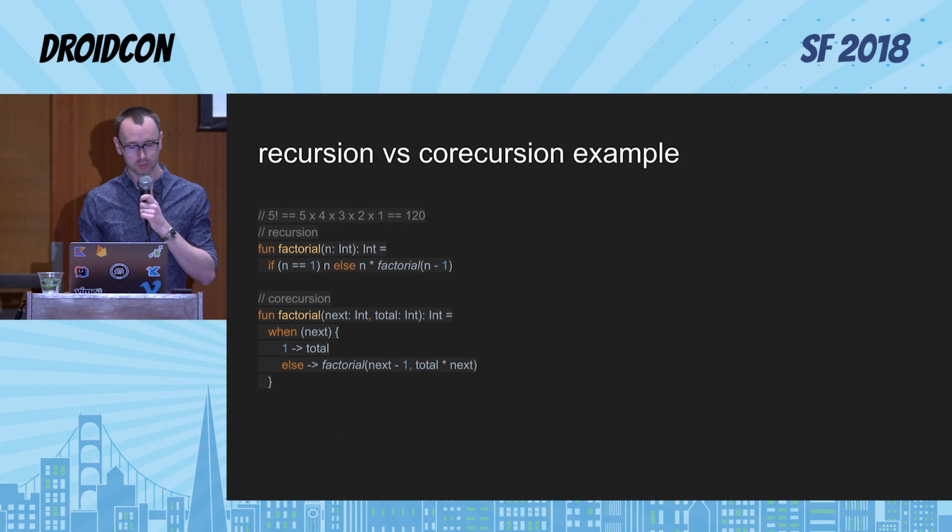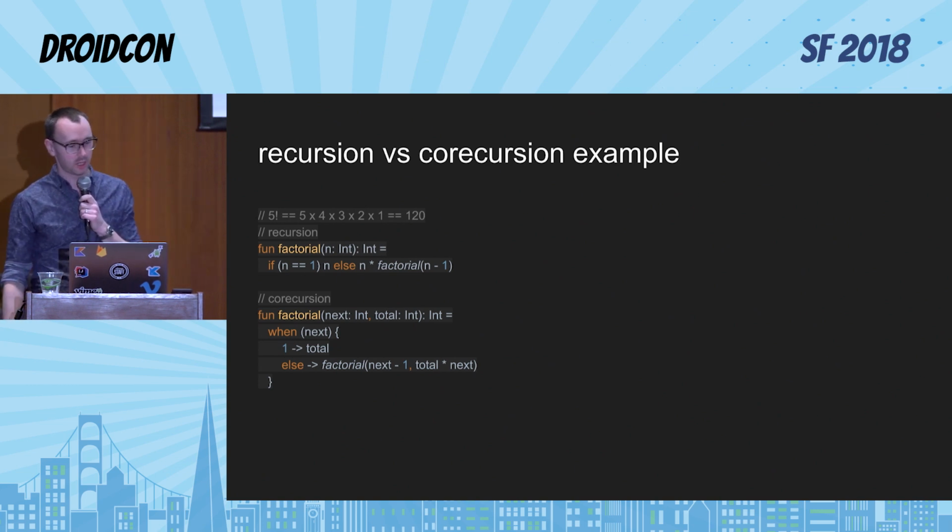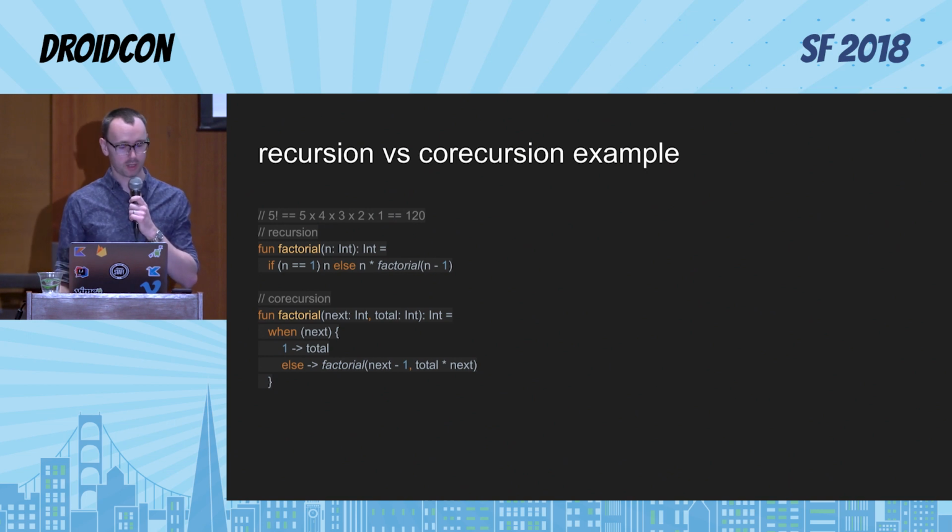If we want to make this co-recursive, we could do something like this. So the exit clause is once n is equal to 1, we're going to return the total.